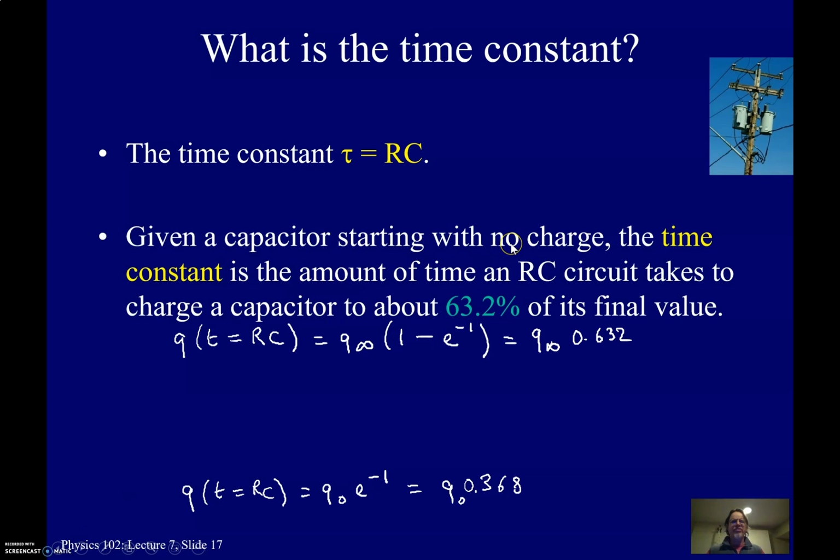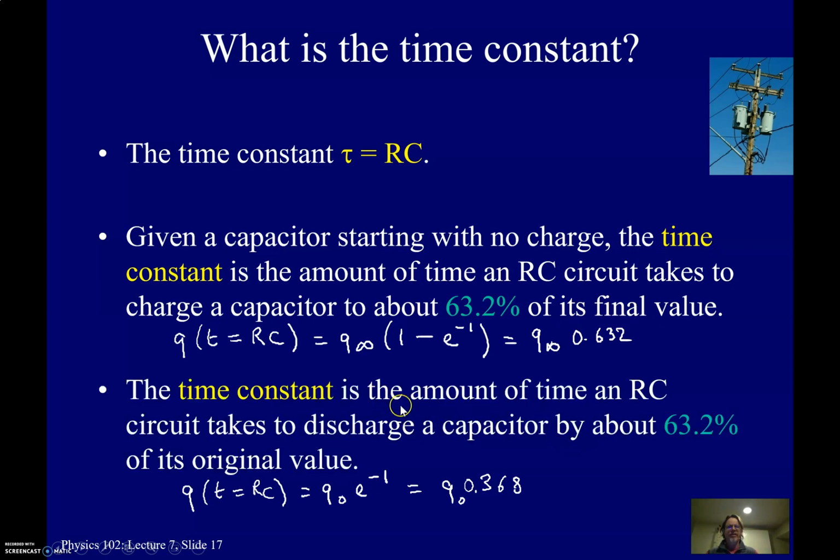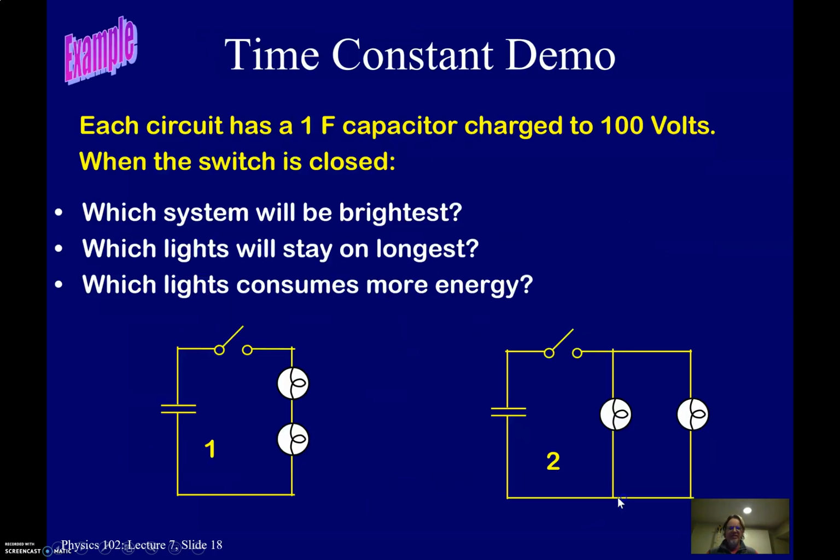So, given a capacitor starting with no charge whatsoever, the time constant is the amount of time for the RC circuit to charge a capacitor to 63% of its value. 2 RCs is going to be like 95% and so on. It's a logarithmic thing. So solving for the Q, you get the 0.632. That's the percent of the charge over time. Okay, so the time constant is the amount of time that the RC circuit takes to discharge a capacitor by 63%, because it works both ways, whether you're charging or discharging. Charging is the 1 minus, discharging is that, because you're getting less and less charge.